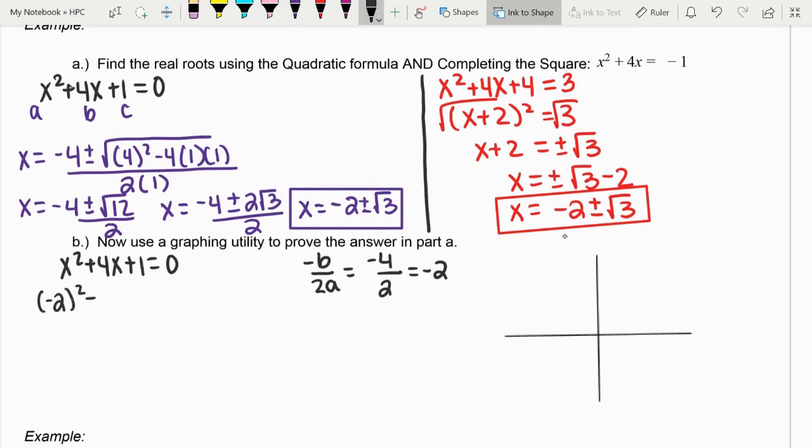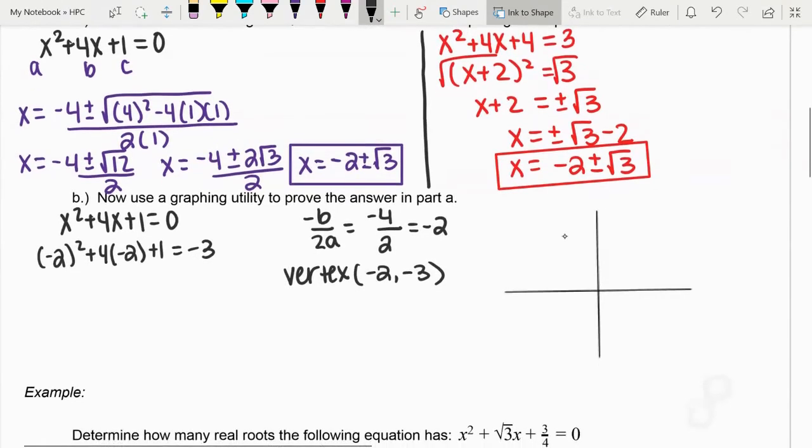So negative 2 squared plus 4 times negative 2 plus 1, and that's going to give us negative 3. So my vertex is going to be negative 2, negative 3. So if we come over to the graph, okay, so negative 2, negative 3 would be down here. And then I'm not really positive what the graph's going to look like yet, so we can figure that out once we use our calculator.